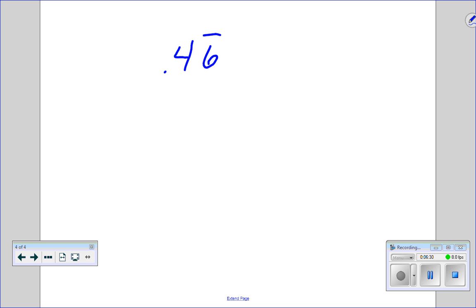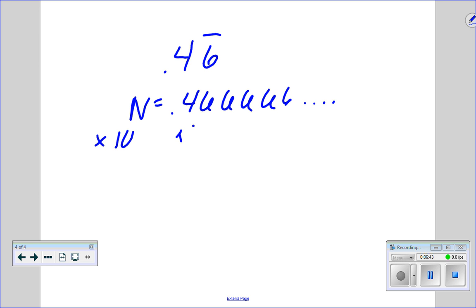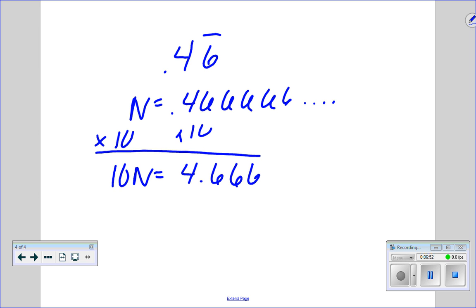That's right, we're going to multiply by 10 because there's one digit that repeats. So n equals 0.46666, and we're going to multiply by 10 because there's still one number. So 10n equals 4.66666. Now you're probably like, I don't get it now because things are not going to cancel. Not necessarily. Keep watching.